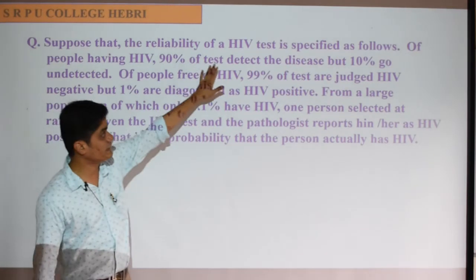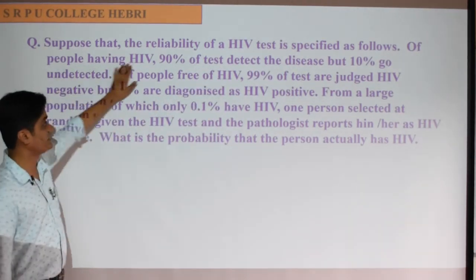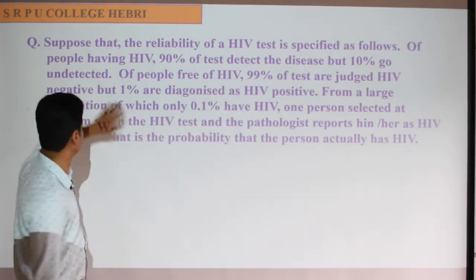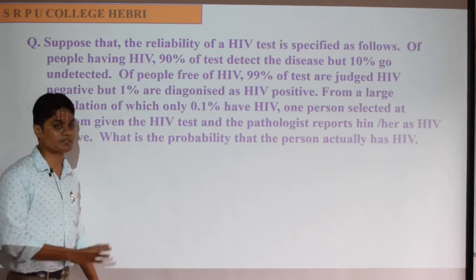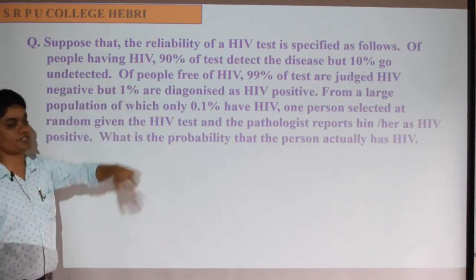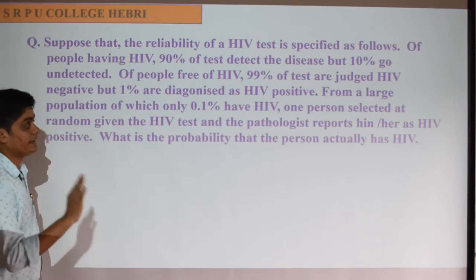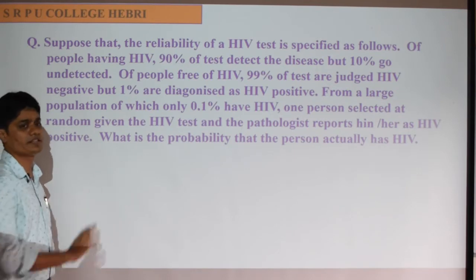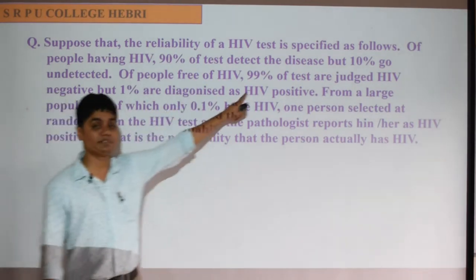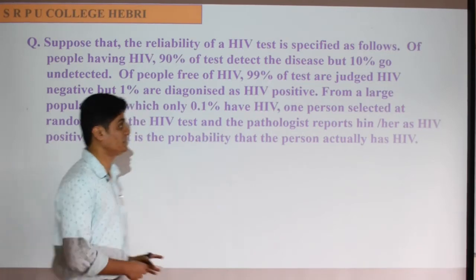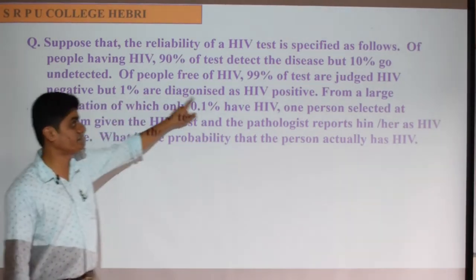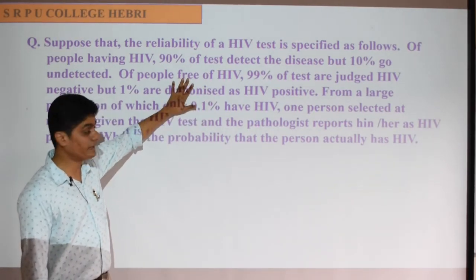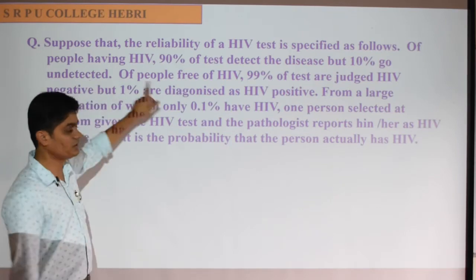Suppose that a test is specified as follows. Of people having HIV, 90% of tests detected the disease, but 10% go undetected. So 90% detect, 10% undetected. Okay, of people free from HIV, 99% of tests are judged HIV negative. Obviously, if there is no HIV, they give HIV negative, but not 100%. 99% of tests are judged HIV negative, but 1% diagnosed as HIV positive. So remember that 1% are shown as having HIV. 99% of tests judged negative, so in 1% there is a mistake.